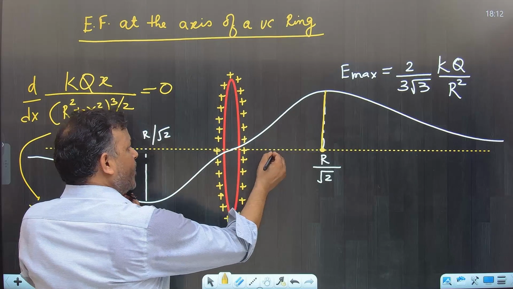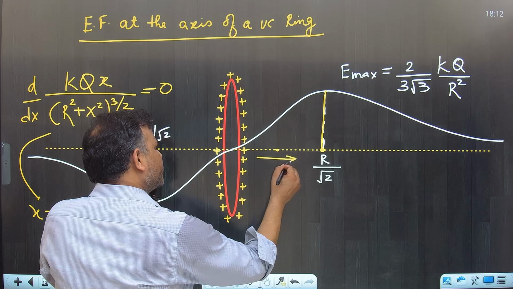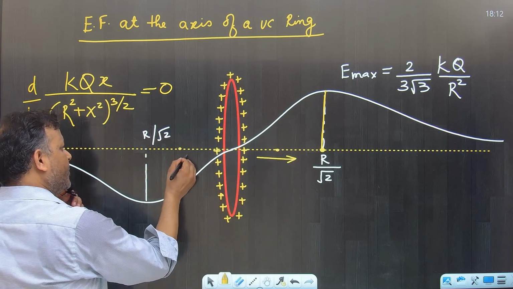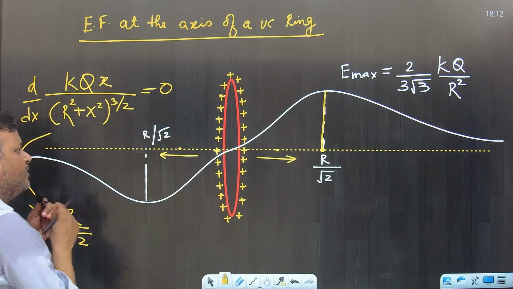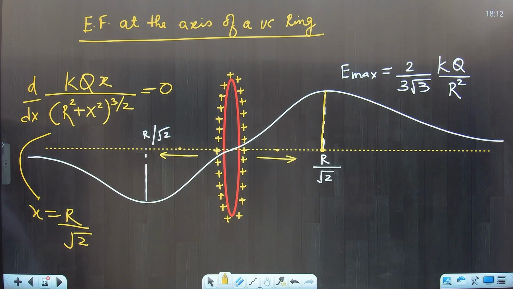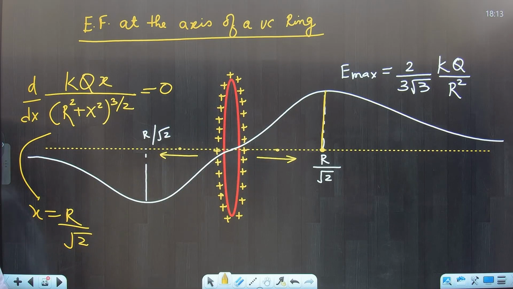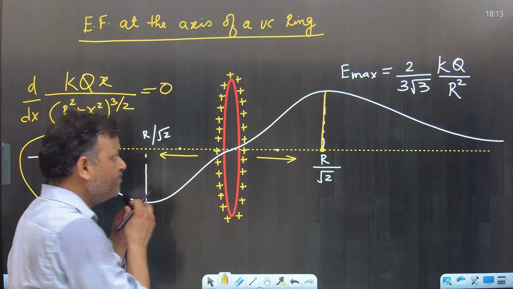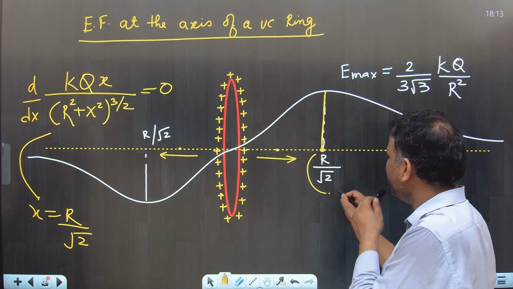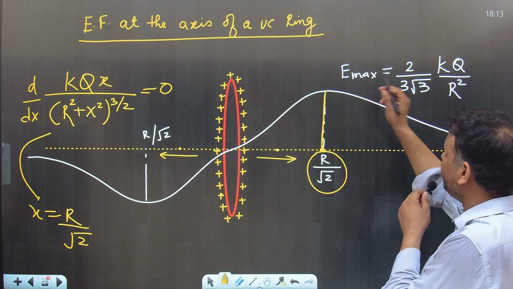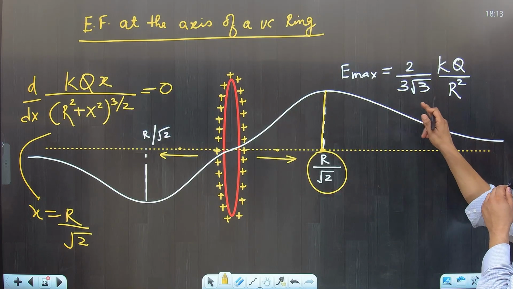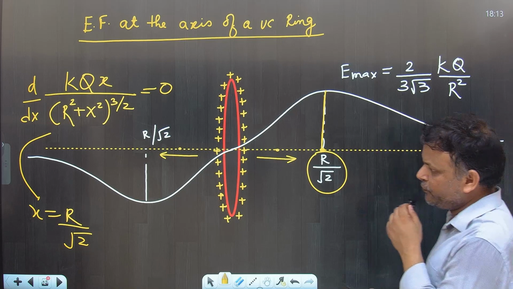And at this point, the electric field is in the positive x direction, and at this point the electric field is in the negative x direction. So the graph is here in the plus y axis and here in the negative y axis. This is the graph of the electric field vector of a uniformly charged ring at its axis. So you have to remember that the electric field has its maximum value at r by root 2, and the maximum value of that electric field is 2 by 3 root 3 kq by r square.